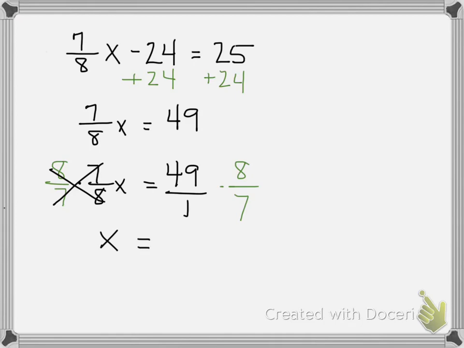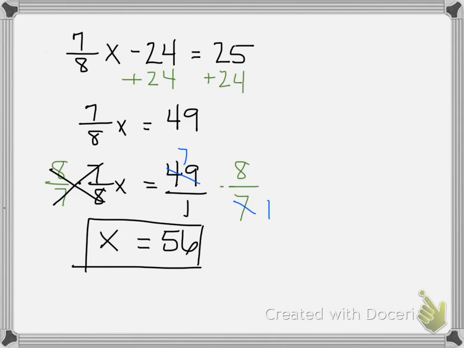Now, can we make this a little bit smaller? Can I cross cancel anything here? My 49 and my 7 I can cross cancel. 7 divided by 7 becomes a 1. 49 divided by 7 becomes a 7. And then we just multiply straight across. 7 times 8 is going to give me 56 over 1, which is just x equals 56.